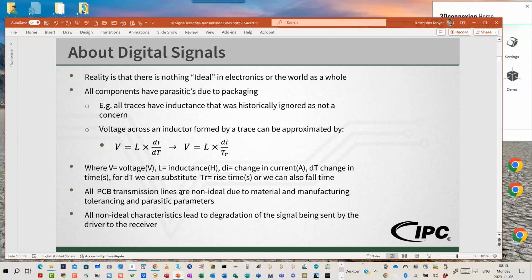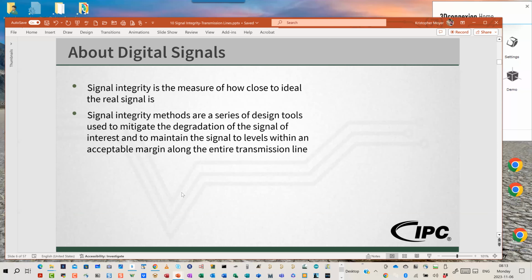Okay. All PCB transmission lines are non-ideal due to material and manufacturing tolerances and the parasitic parameters, and all non-ideal characteristics lead to degradation of the signal being sent by the driver to the receiver. Signal integrity is a measure of how close to ideal the real signal is, and signal integrity methods are a series of design tools used to mitigate the degradation of the signal of interest and to maintain the signal at levels within an acceptable margin along the entire transmission line.